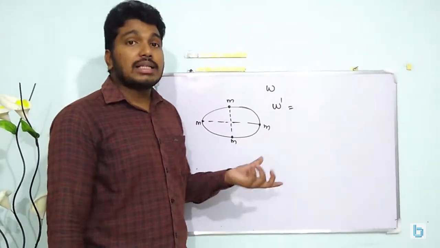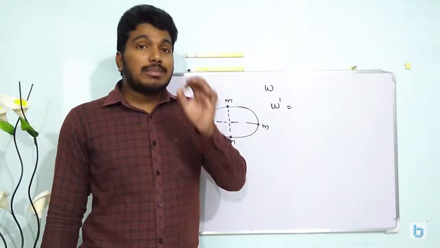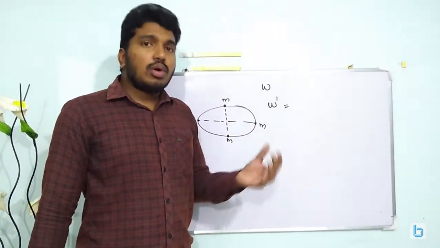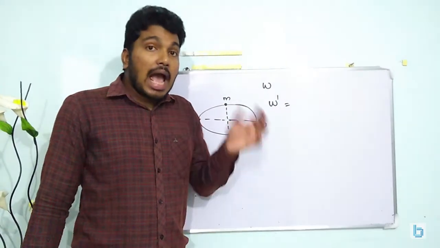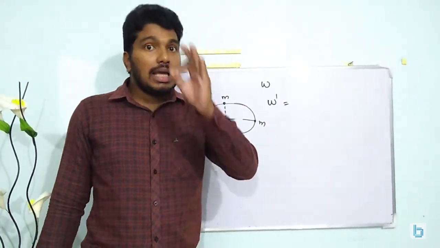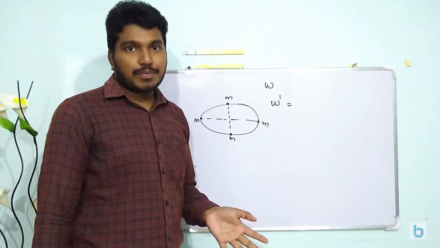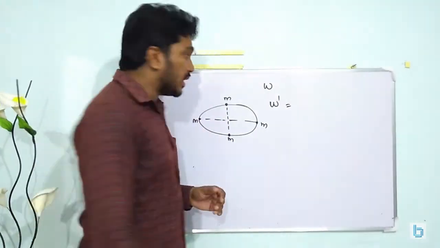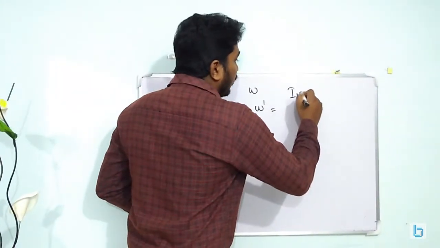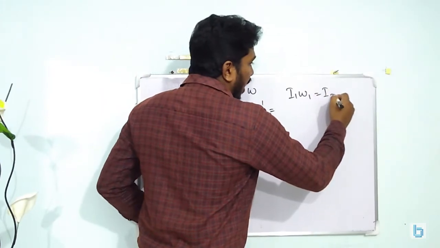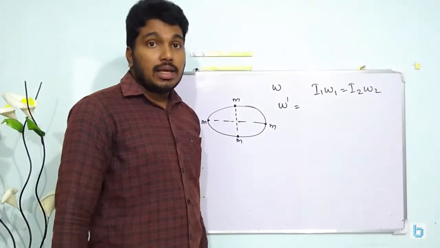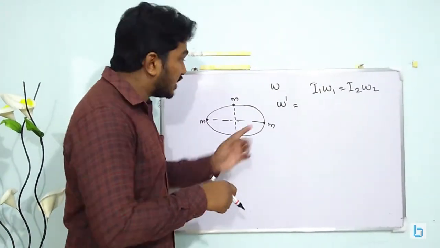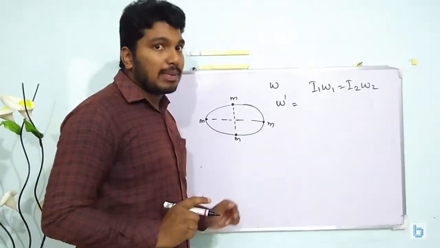So here we have to apply the concept of angular momentum conservation. We know that if there is no external torque acting on the system, then angular momentum will be conserved. So based on angular momentum conservation, we can write I1 omega 1 is equal to I2 omega 2. Initially, what is the angular momentum? Initially, we just had a ring of mass capital M here.